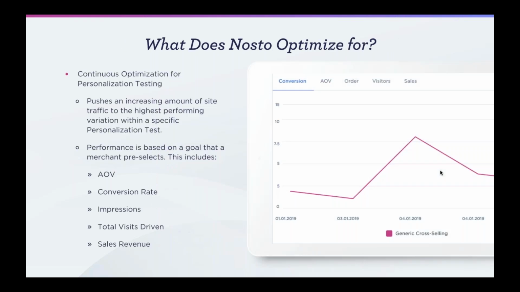So with the version that we're optimizing for, there are a bunch of things that we can optimize for through the platform, and this continuous optimization can be used to hit whichever goal it might be. You can see here you've got AOV, conversion rate, impressions, average visit value. We'll go into this as well when I show you the dashboard, but this is what we're able to do.